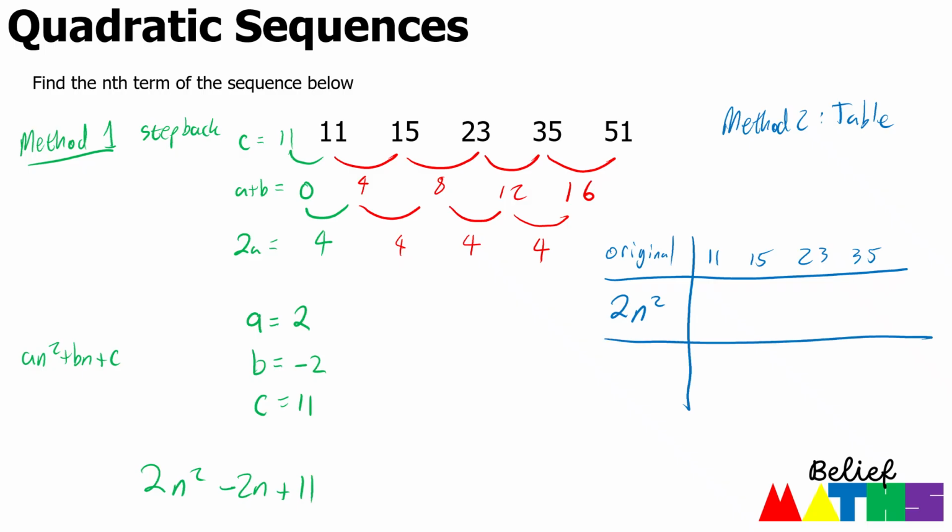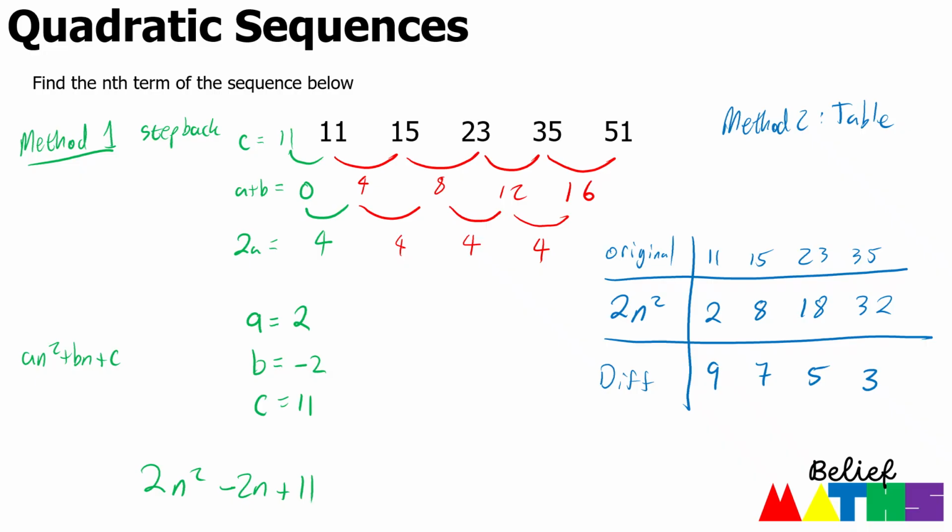We're then going to sub in n equals 1, n equals 2, n equals 3, n equals 4. So 1 squared is 1 times 2 is 2, 2 squared is 4 times 2 is 8, 3 squared is 9 times 2 is 18, 4 squared is 16 times 2 is 32. And then we're going to find the difference between those two. So we're going to do 11 take away 2 is 9, 15 take away 8 is 7, 23 take away 18 is 5, and 35 take away 32 is 3.